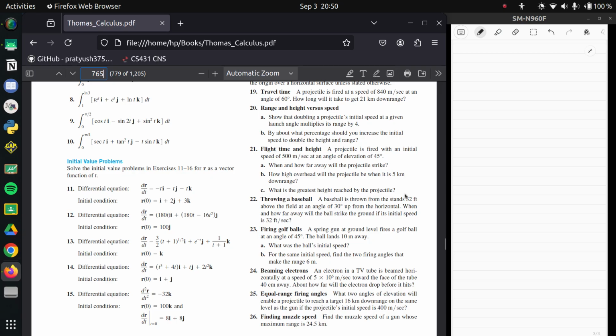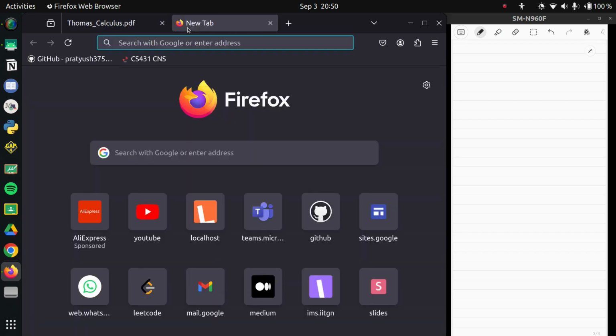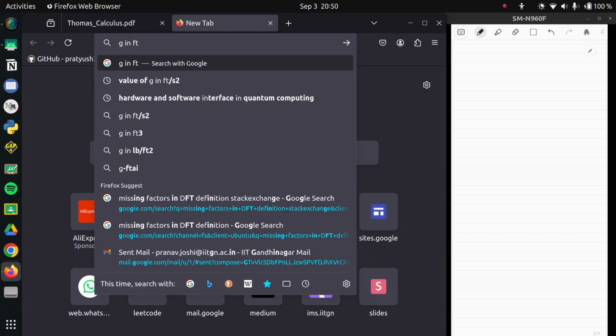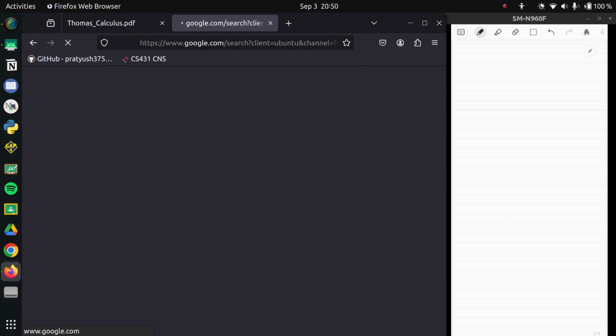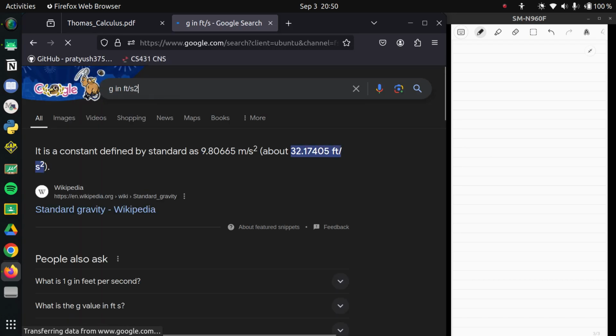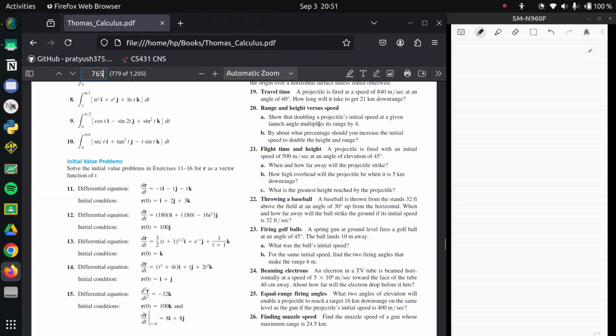Oh, okay, it's this one, the feet per second thing. So g in feet per second squared was what? I think I forgot it again, didn't I? It's 9.8 and then you got 3.4, I think. I'm just gonna search that up. G in feet per second squared is 32.17 feet per second squared. Fine, we'll just keep that in mind. So it's 32 basically. That's cool.